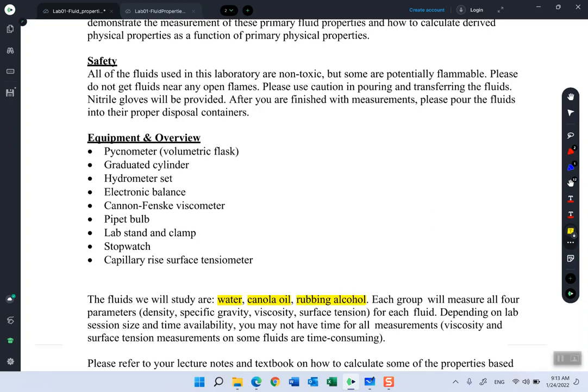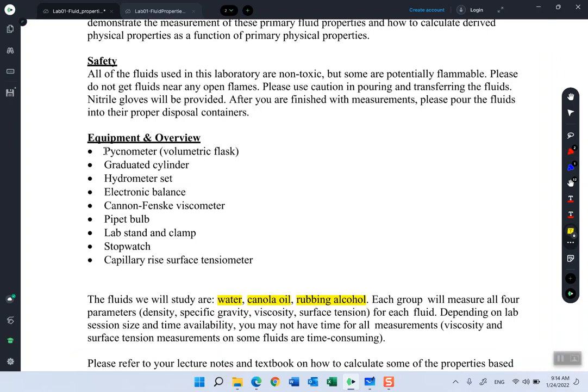We are not going to use any hazardous fluids, so there is no issue with handling the fluids, but try to be very careful while pouring the fluids inside the pycnometers, so you do not drop all of them on the ground. Great. So the equipment that we are going to use today are the thermometer.